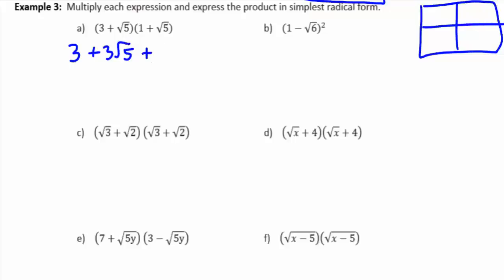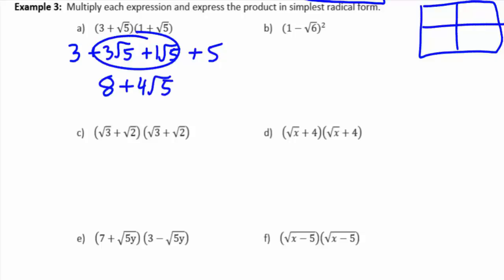Here I have 1 radical 5, and then radical 5 times radical 5 is just 5. We're going to cut out that step. You should be able to realize that by now, because radical 5 times radical 5 is just radical 25. Square root of 25 is 5. All right, 3 and 5 is 8, and then combine my like terms. 4 radical 5. We don't add the radicals. You don't add the radicands. Okay, you keep those the same.